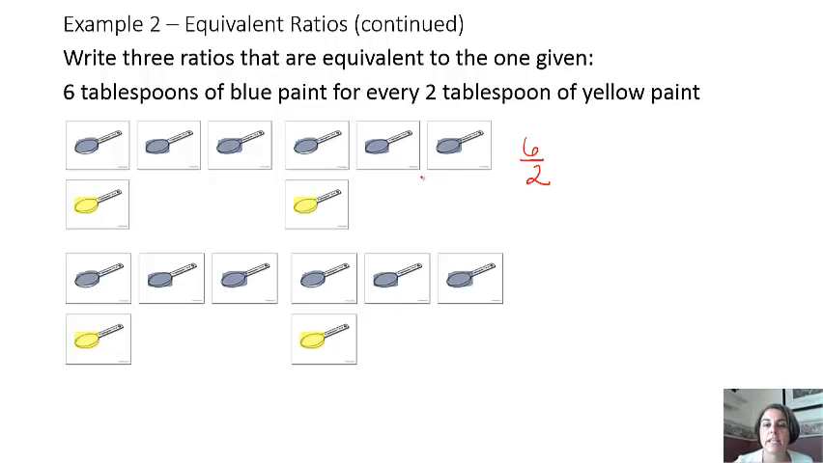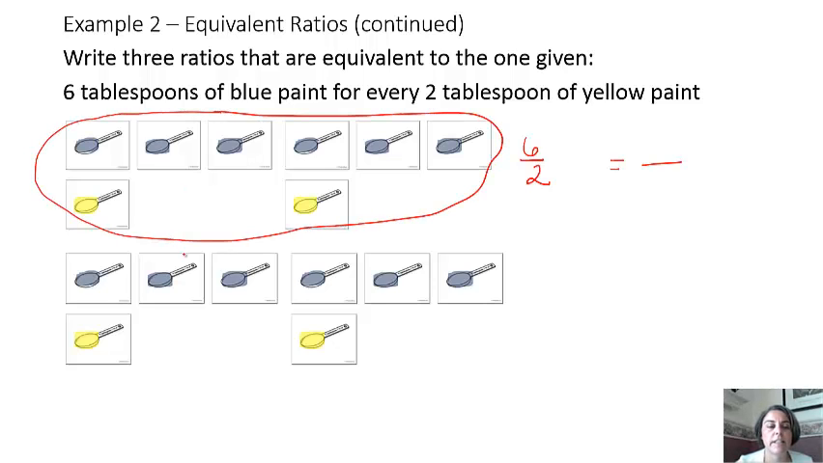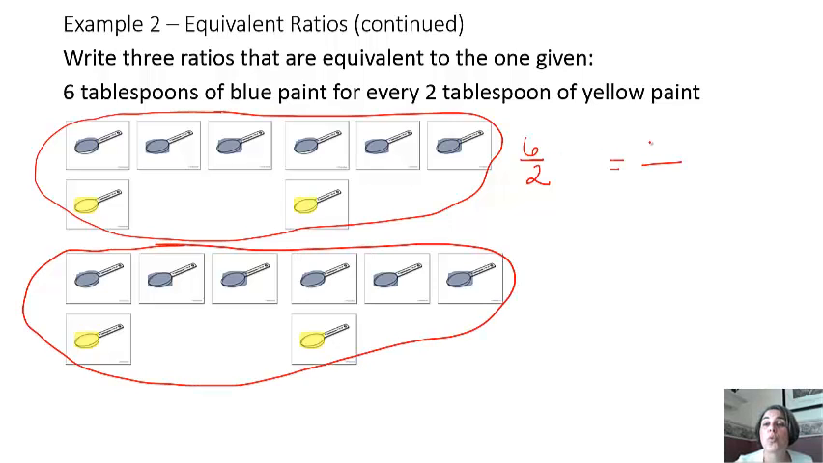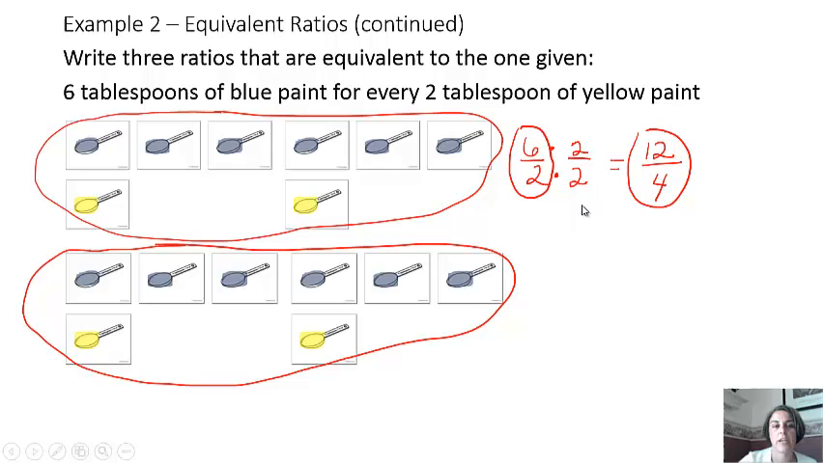So now, instead of 6 to 2, if I look at how much blue I have, well, 6 to 2, and then I put in 6 more blue, 2 more yellow, I now have 12 blue to 4 yellow, and I've still created the exact same shade of green paint. Well, I could work this way. 2 times 2 is 4, 6 times 2 is 12, and 12 to 4 is completely equivalent to 6 to 2. They're going to make the exact same shade of green.